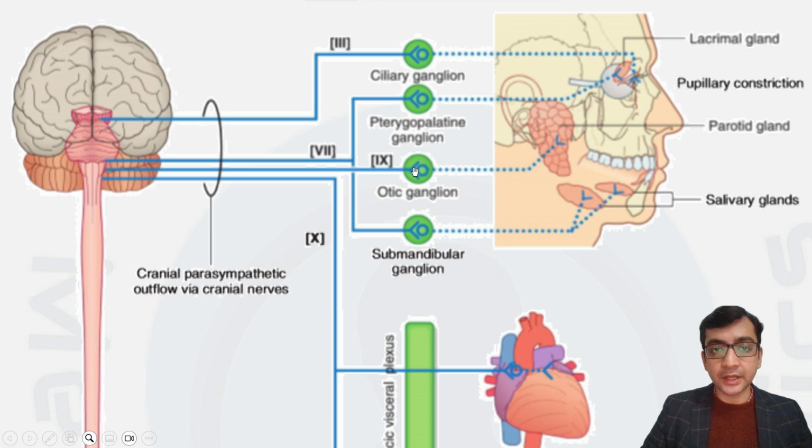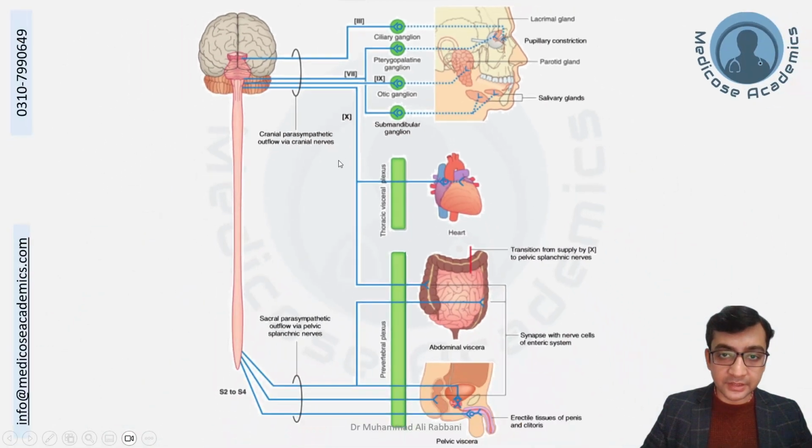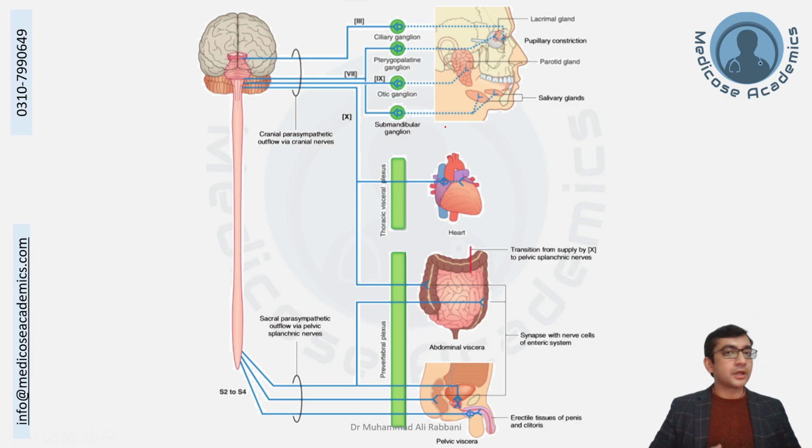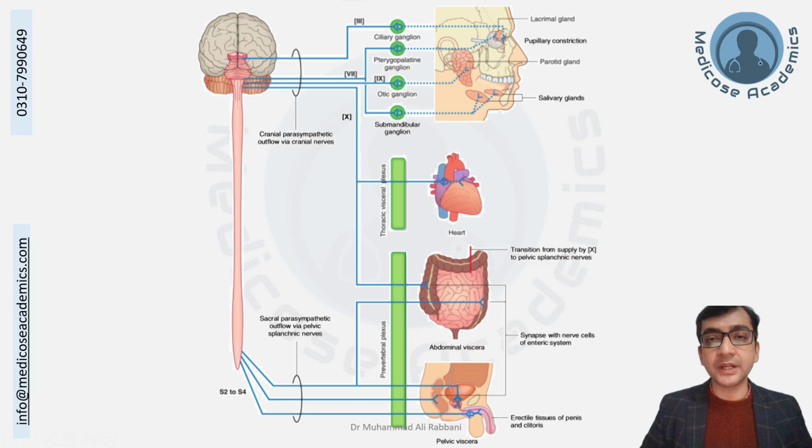And then there is the otic ganglion that receives presynaptic fibers from the glossopharyngeal nerve, and it goes on to supply the parotid region, the parotid gland. Apart from these four ganglia, for the other organs which receive parasympathetic supply in the heart region and the thorax region, they have their respective plexuses.